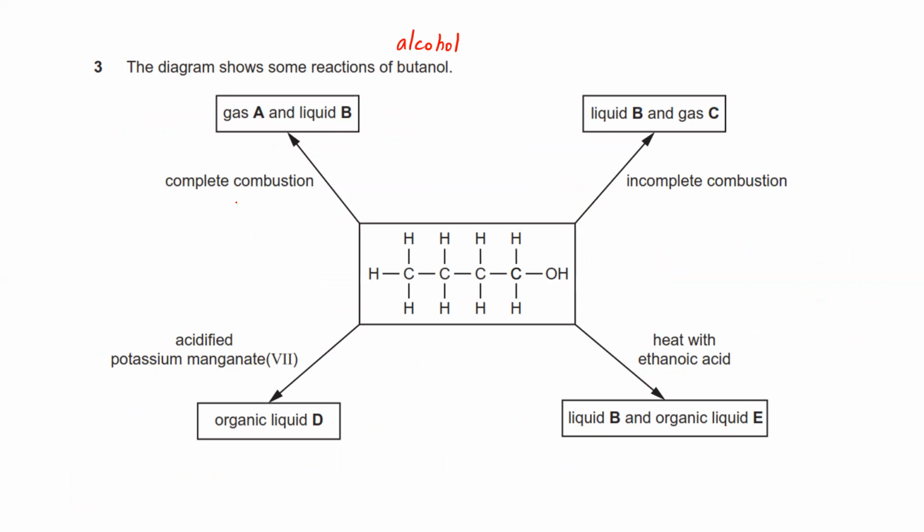So a complete combustion of alcohol, remember, it's an organic compound. Complete combustion will result in production of carbon dioxide and water. Gas A will be carbon dioxide, liquid B will be water, H2O. Then incomplete combustion: gas C will be carbon monoxide, and the liquid will be water.